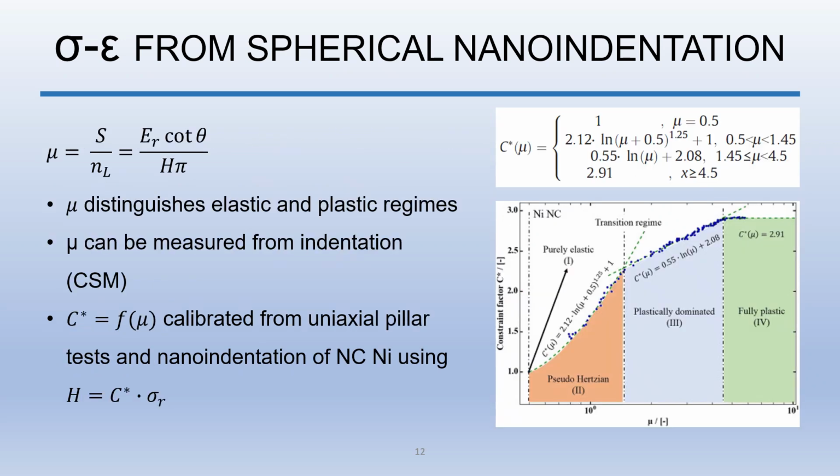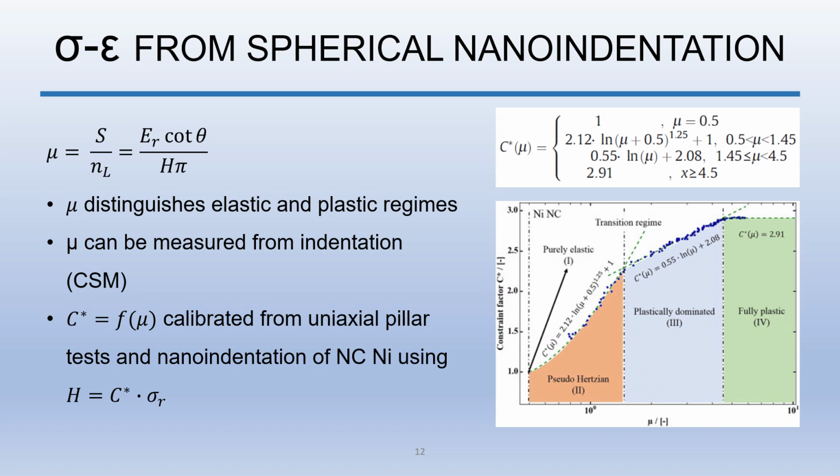The last step is the calculation of the stress-strain curves. The parameter mu directly relates to the plastic and elastic work and clearly distinguishes the elastic and plastic regimes. Furthermore, it can be experimentally obtained from indentation if continuous stiffness measurement is used, by calculating the ratio of the contact stiffness and the slope of the load curve. Uniaxial tests were used to determine a function of mu for the constraint factor. This function was determined by matching the indentation flow curve to the uniaxial pillar flow curve of nanocrystalline nickel.